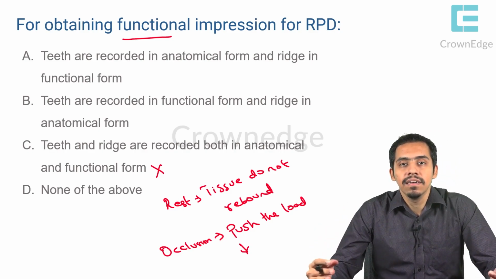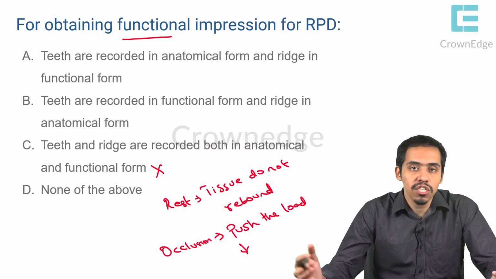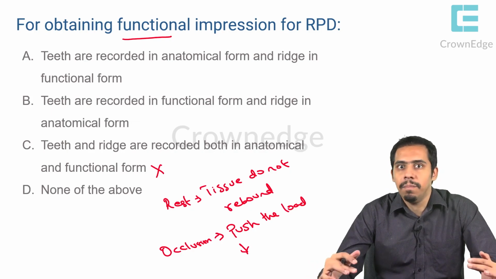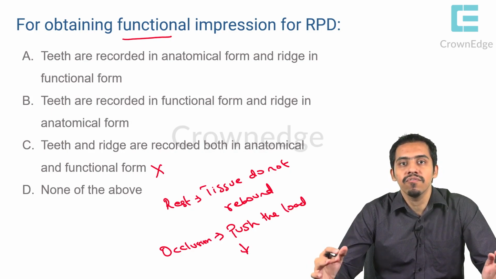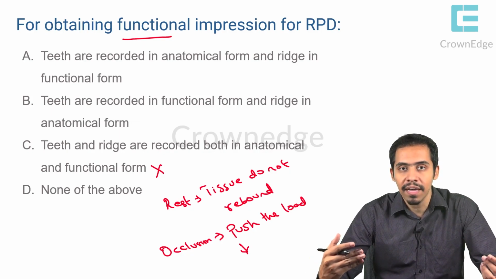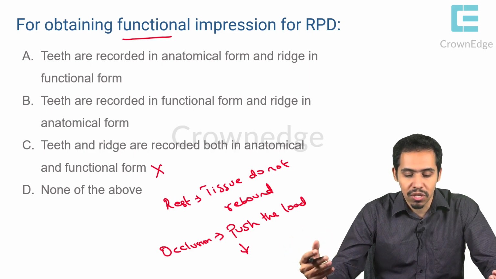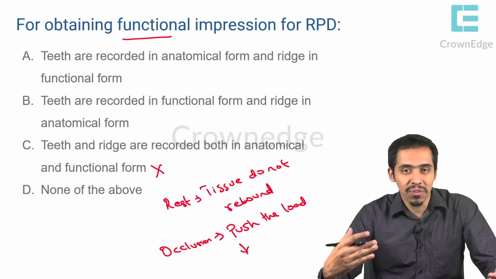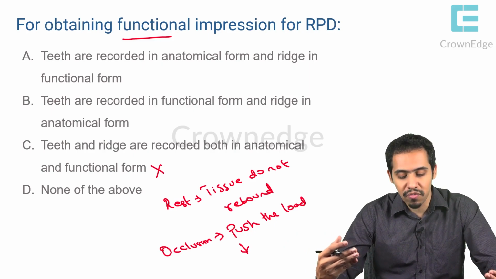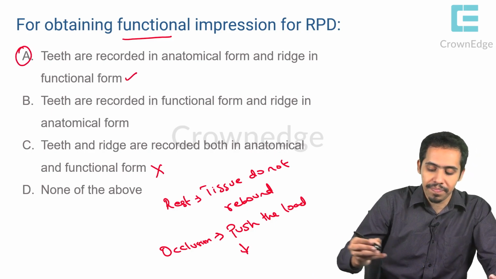So ideally, we want to make sure that the tissues are recorded in the functional form, whereas the teeth in the anatomical form. That is the basis, the foundation for a functional based impression. So that is option number A. The teeth are recorded in the anatomical form and the ridge in the functional form. Option B, we don't take it into consideration. There is no point of us recording just the teeth in the functional form, whereas the ridge in the anatomical form. So we go with the first option.